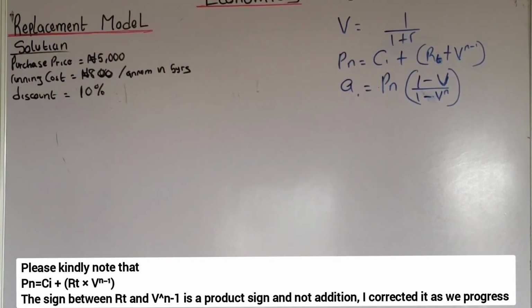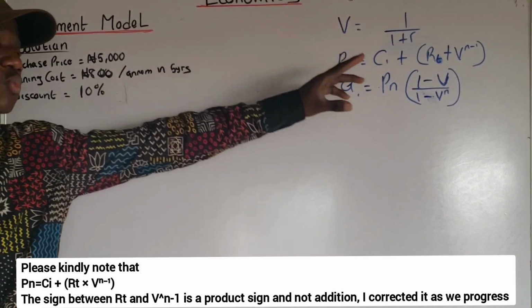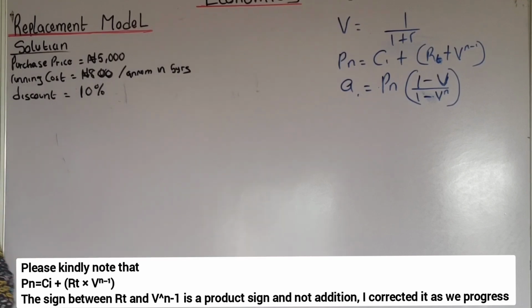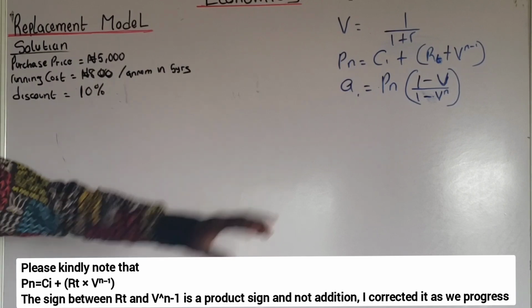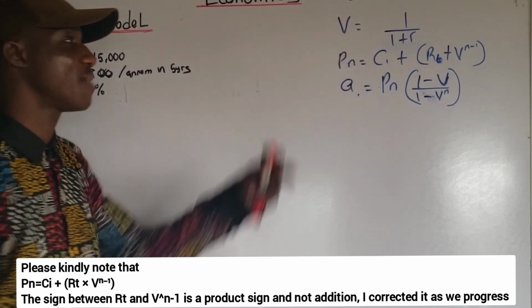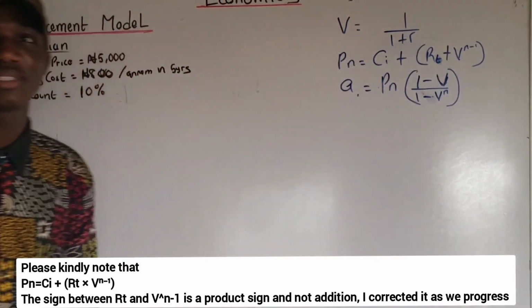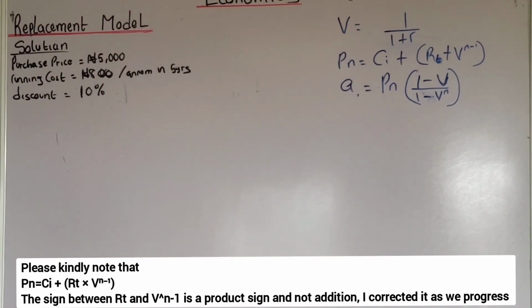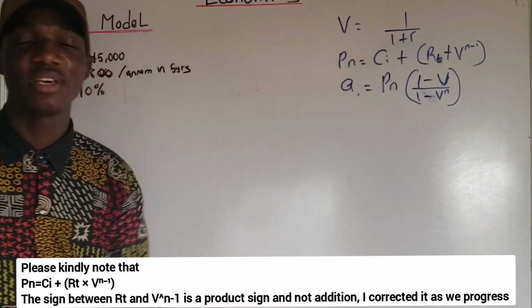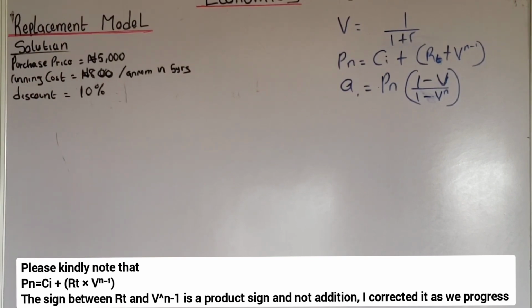The first one is for the value of the asset. The value of the asset V is equal to 1 over 1 plus R, and the second one is Pn. Pn is the present value of the total cost. Are you paying attention? And Ci means the initial cost, the initial purchase price of the asset. And the RT that you have here simply means the annual maintenance cost.